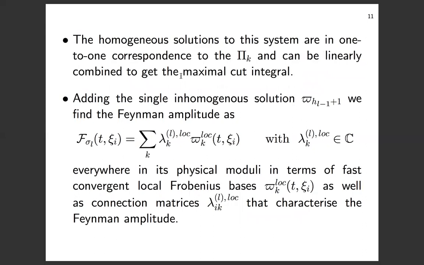So the homogeneous solutions correspond to the period vectors on the Calabi-Yau over the holomorphic three-form. And then you have to add this inhomogeneous solution. And I call all these solutions Frobenius solutions. I number them just, if you would have HL minus one, that would be the number of periods on the Calabi-Yau. And then I take the last inhomogeneous solution just by letting this index run to HL minus one plus one.